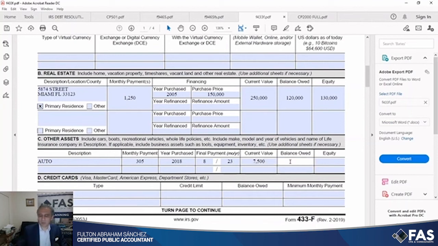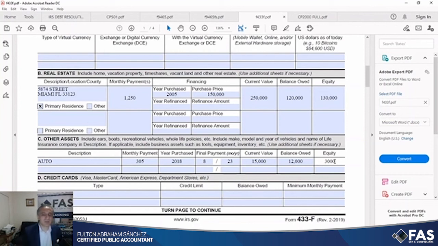Balance owed for that car, I'm gonna say the balance owed is 12,000. And you have equity, you're at 0. If, for example, here the current value of the car, just to give you, is $15,000, and the balance owed is 12,000, you have an equity of 3,000. This is the same case.